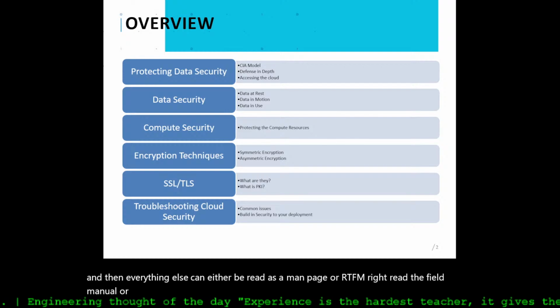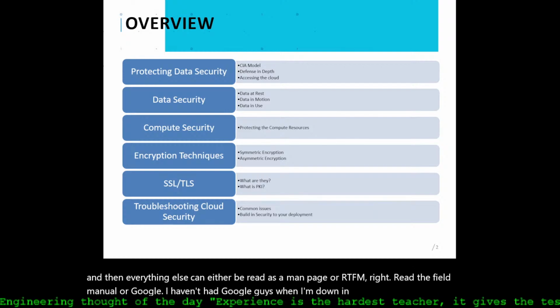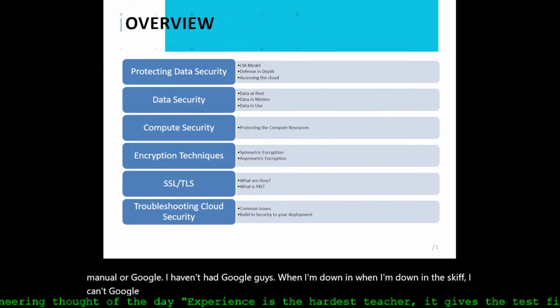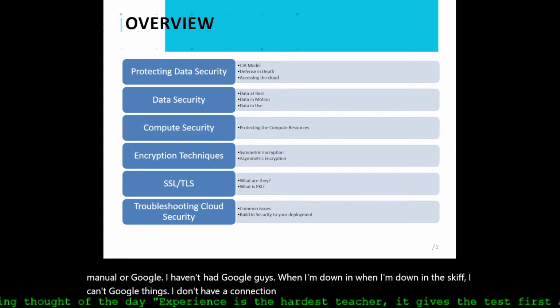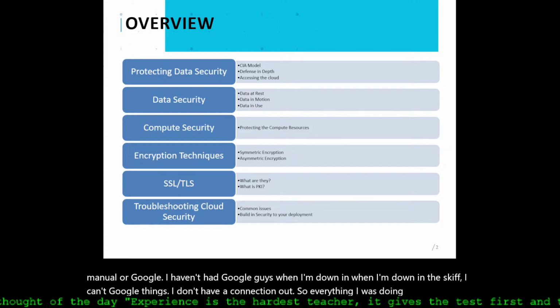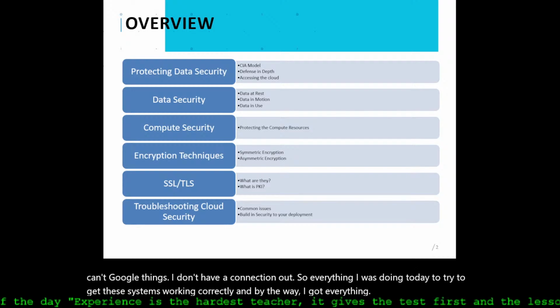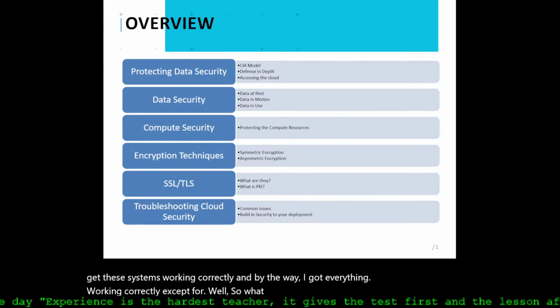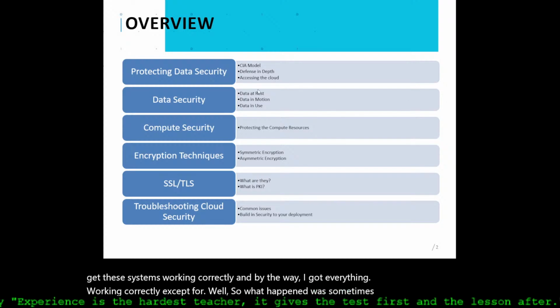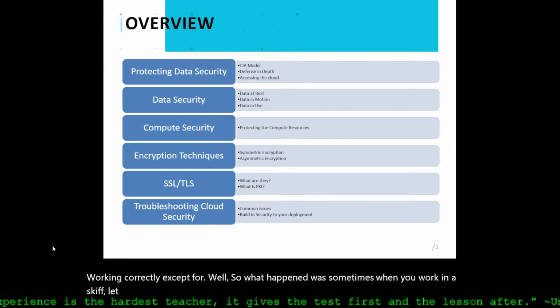I haven't had Google, guys. When I'm down in the skiff, I can't Google things. I don't have a connection out. So everything I was doing today to try to get these systems working correctly, and by the way, I got everything working correctly except for, well, what happened was sometimes when you work in a skiff, let me show you guys this.